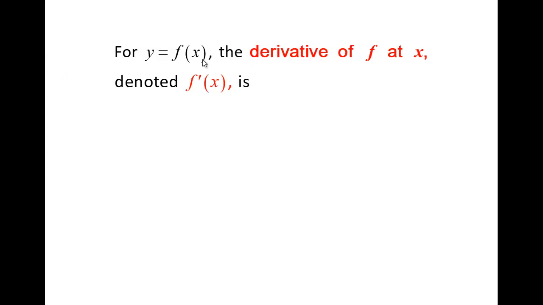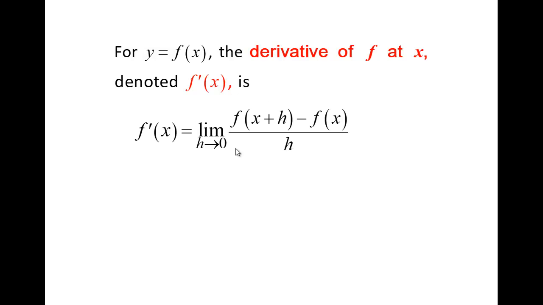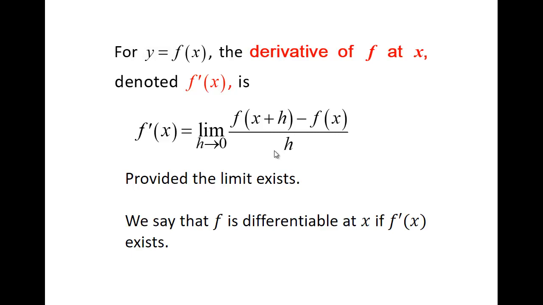For a function f of x, the derivative of f at x, denoted by f prime of x, is the limit as h goes to 0 of f of x plus h minus f of x divided by h, provided that the limit exists. We say that f is differentiable at x if f prime of x exists. That is, if this limit is defined.